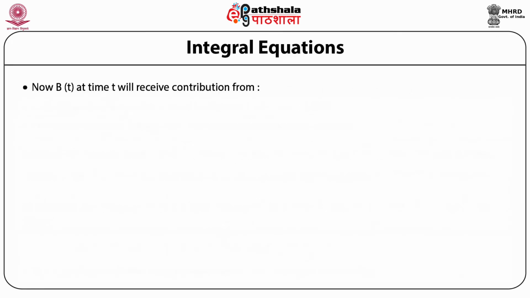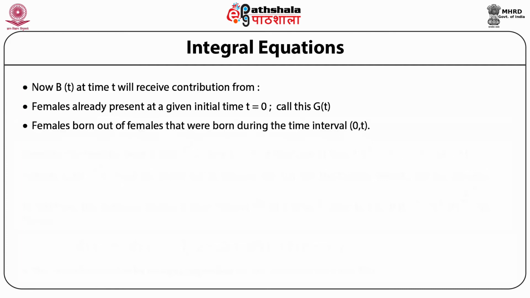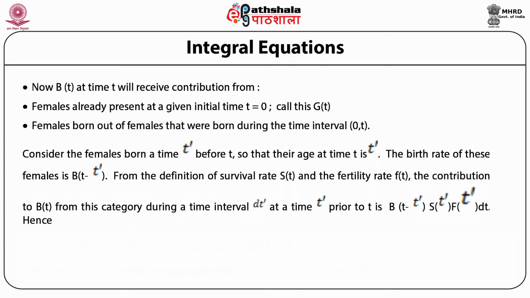Now the female population B of t at time t will receive a contribution from the females who are already present at time t equal to 0. Let us call this g of t. Then there are females born out of females that were born during the time interval from 0 to t. Consider the females born at time t prime before t, so that their age at time t is t prime. The birth rate of these females is B as a function of t minus t prime.